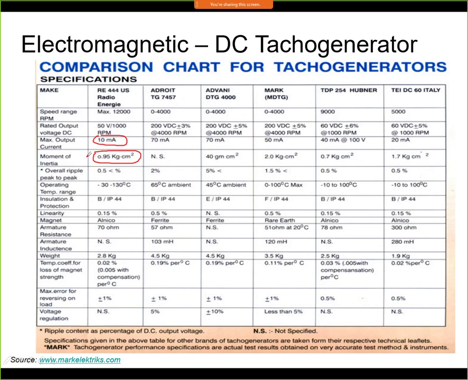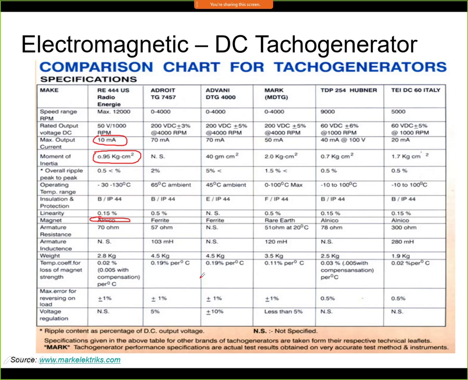Here we can see the moment of inertia. I need to add this to the moment of inertia of my electric machine if I want to do mechanical calculations, for example. We can also see the permanent magnet type, so alnico, which is aluminium, nickel, cobalt magnet. We can see ferrite magnets and rare earth, that could be neodymium, iron, boron permanent magnets. We can also see the weight. Typically the DC tachogenerators are quite bulky. They weigh something, and you need to take this into account when you're designing the machine.